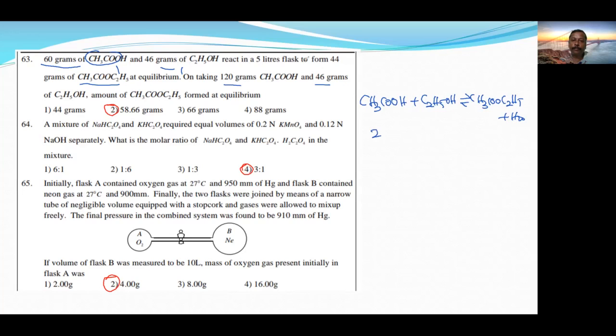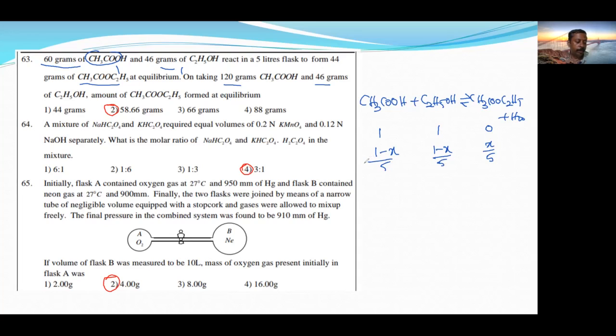Initially this is 1 mole, 60 by 60. How much mole? 1 mole and 1 mole, and 5 liter. And 44 grams at time 0. Then after that, 1 minus x, this will be 1 minus x, here x. X divided by 5 and 1 minus x divided by 5, 1 minus x divided by 5.